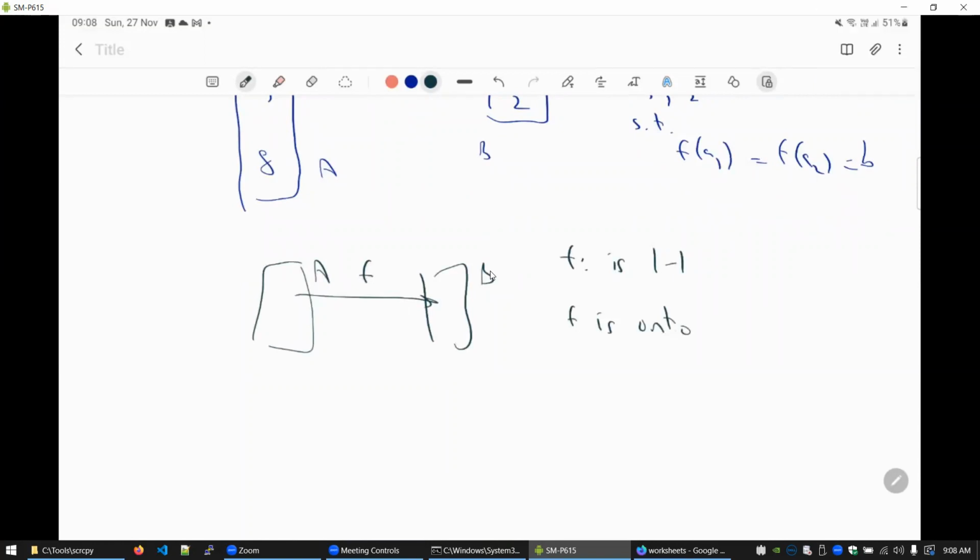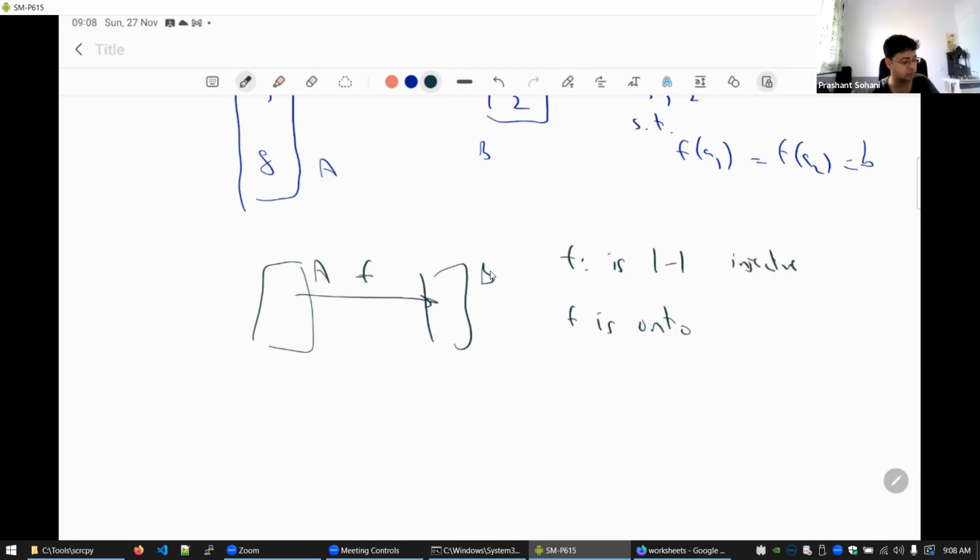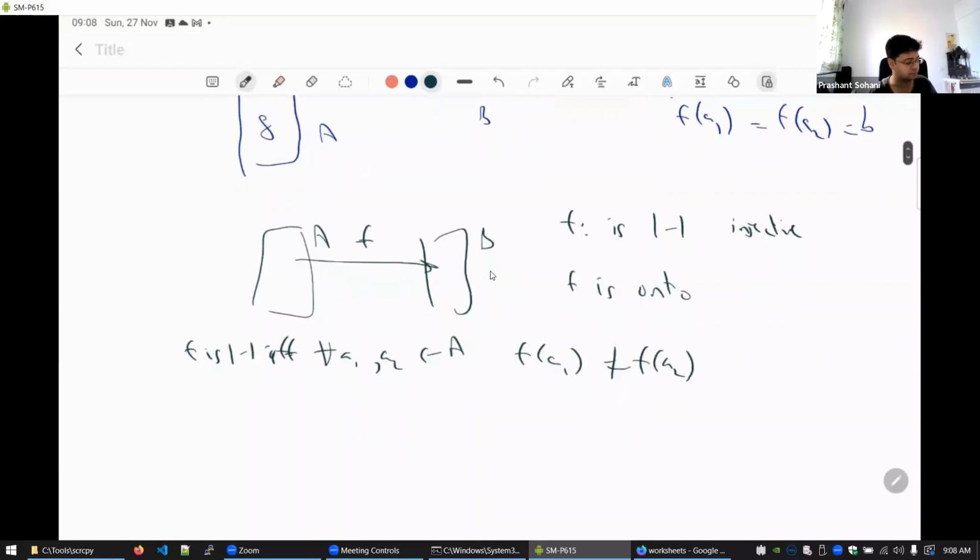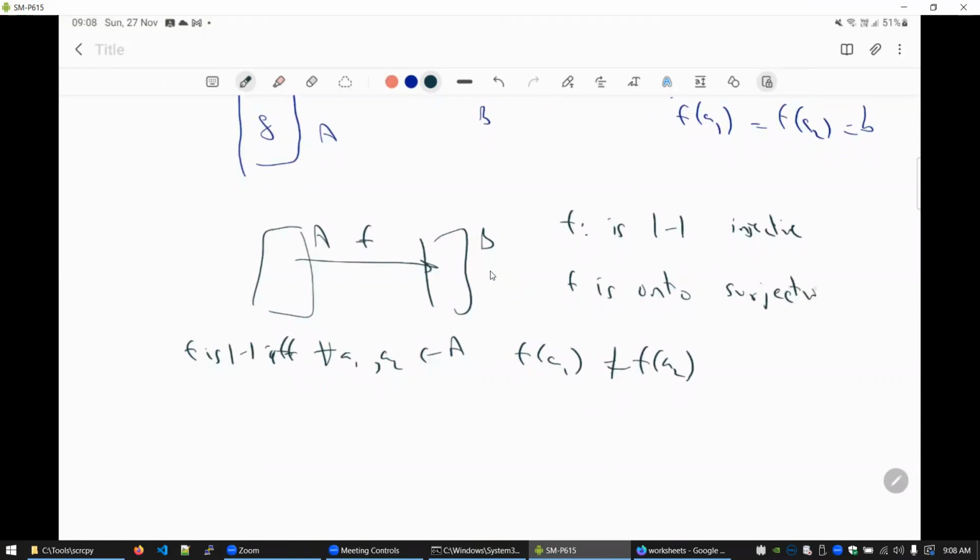Yes. So one-one is basically an injective function. Correct. So one-one means that for any 2 elements A1 and A2 in the first set, their images will not be identical. Correct? This is one-one. And what about onto? Onto is what we call surjective. Surjective function.